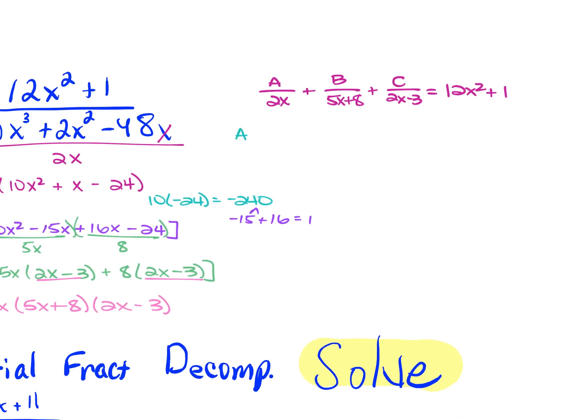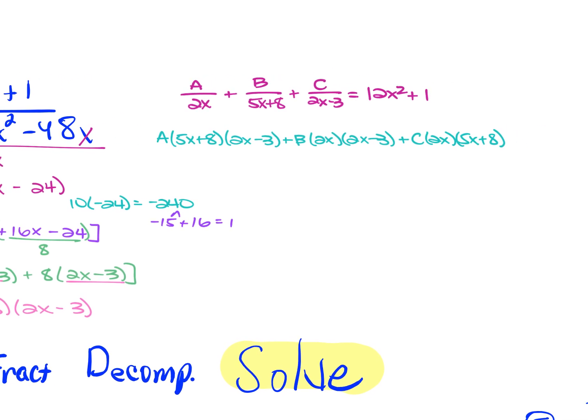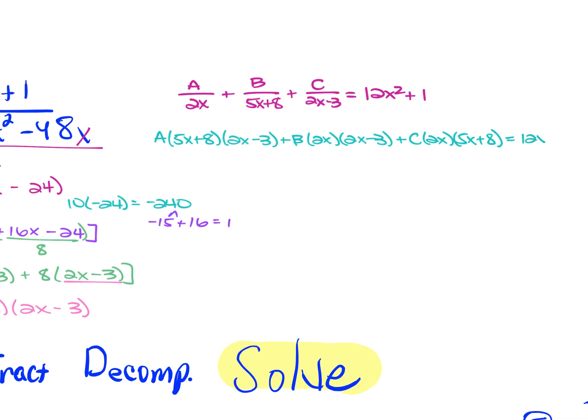This simplifies to be A times (5x plus 8) times (2x minus 3) plus B times 2x times (2x minus 3) plus C times 2x times (5x plus 8) is equal to 12x squared plus 1.